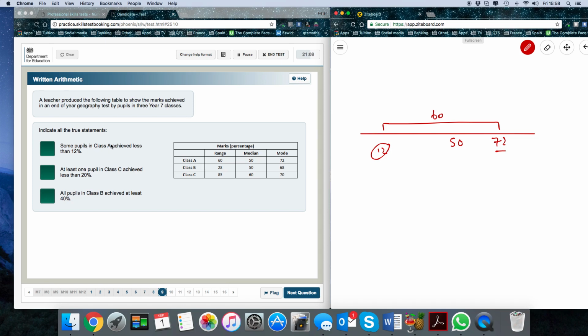It says some pupils in Class A achieved less than 12%. It is not possible. It is impossible that anybody got less than 12, so that one's false. So I'm not going to tick that one.